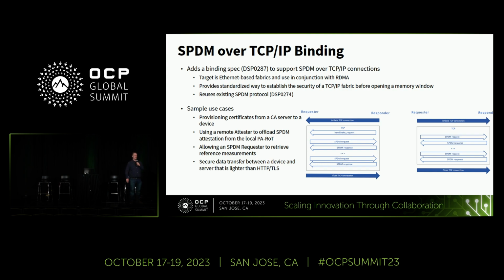So first, we have the SPDM over TCP binding. So this is an effort to really take just the standard SPDM spec, right, our document number 274, and lay that on TCP. Well, why would we do that? The use case really is RDMA. So this is meant for really rack level platforms. And they needed a method to attest devices to figure out if they were trustworthy before they started opening up RDMA memory windows. So that was a pretty important use case. So we are working to enable that.